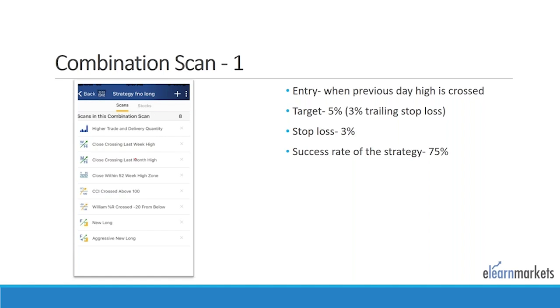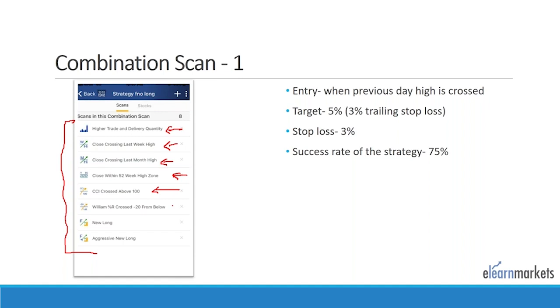Now this is one of the combination scans which we have, where we have combined high trade and delivery quantity, close crossing last week high, close crossing last month high, close within 52-week high zone. So stocks which are typically trading within the 52-week high zone, which for us is 15% from its 52-week high, typically have this tendency of making a newer high.